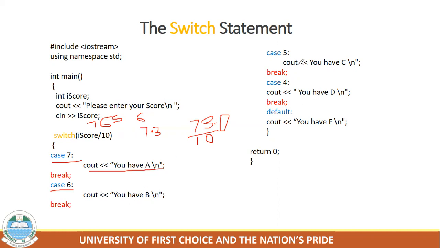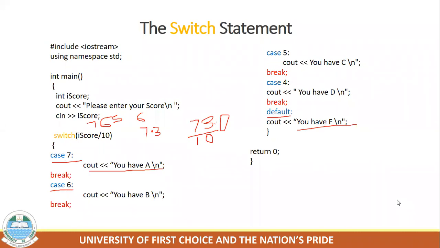So for other case, you have case 5. If the student score is between 50 and 59, you have C. Likewise, suppose the student had any other score that is not listed here, the default statement will be printed. You have F. So that is what will be printed.